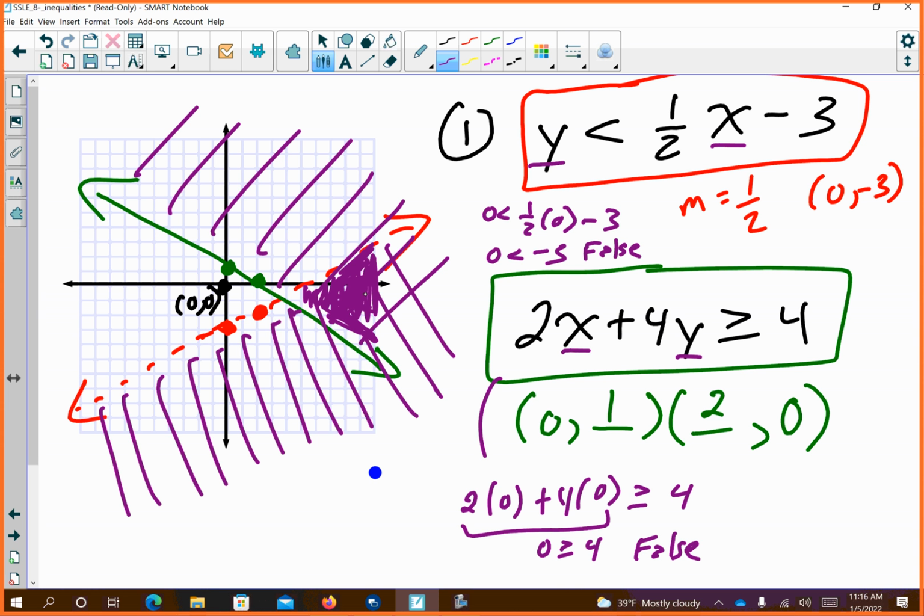This type of problem is worth 5 points. This is how I'm going to give you the 5 points. For line number 1, did you get it solid versus dotted correct? If so, there's 1 point. For line number 2, did you get the solid versus dotted correct? That's another point. For the first line, did you graph it correctly? That's the 3rd point. 4th point, did you graph the other equation correctly? 5th point, did you shade the right area? That's your 5 points. That's exactly how I will grade it.